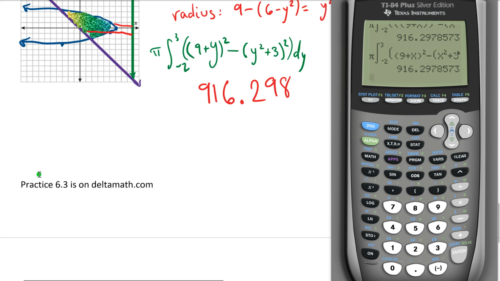of the lesson, your practice is on 6.3. 6.3 is on Delta Math. Have fun doing it.